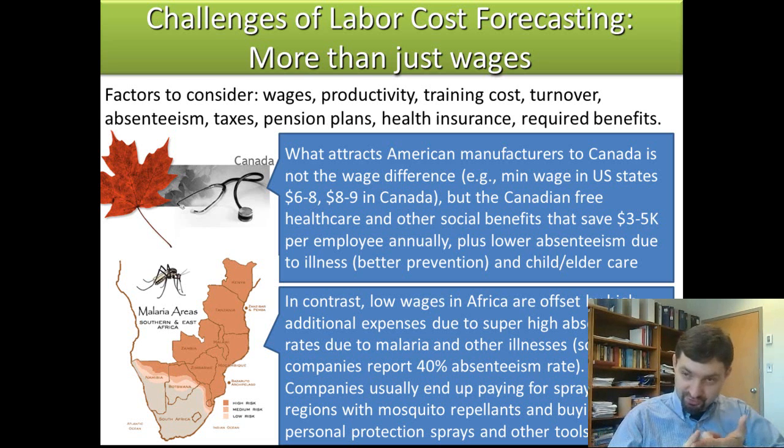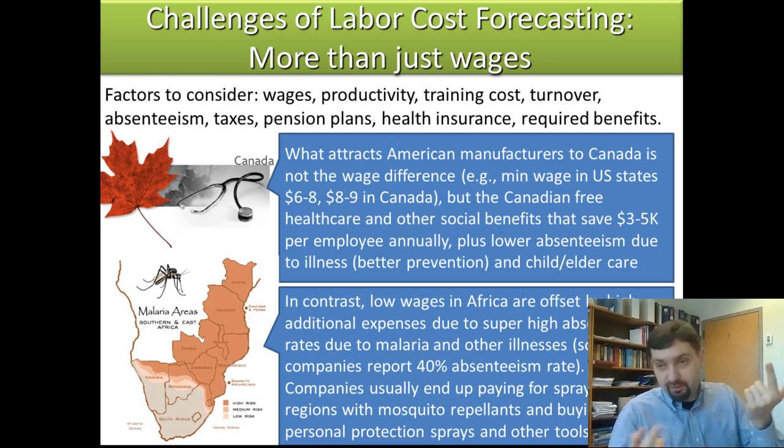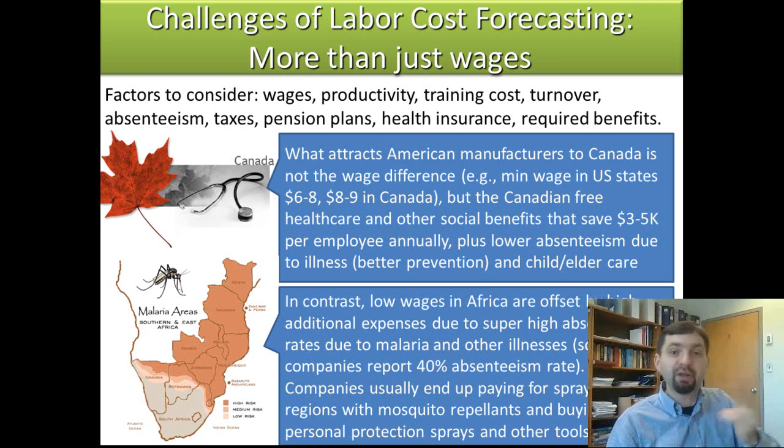So obviously it's wages, but then also productivity. I mean, some labor may be more expensive, but much more productive. Training cost, turnover, absenteeism, taxes, pension plans, health insurance, required benefits. All those kinds of things are part of the labor cost. Now, I'll give you a few examples.